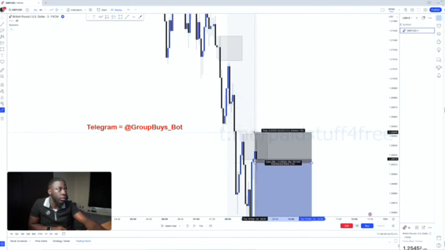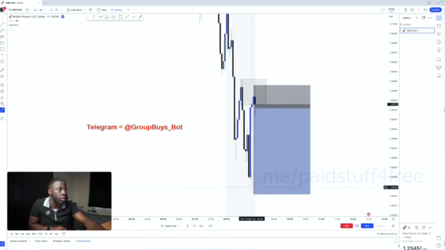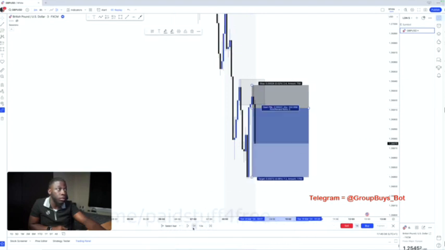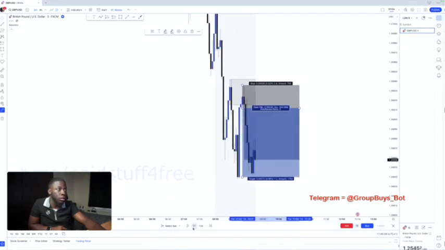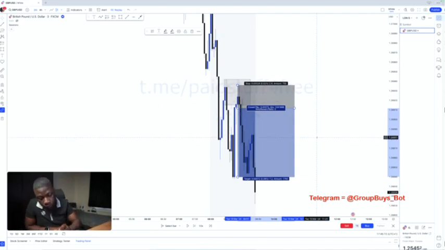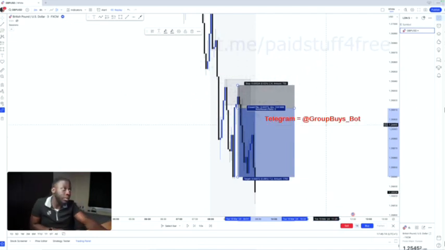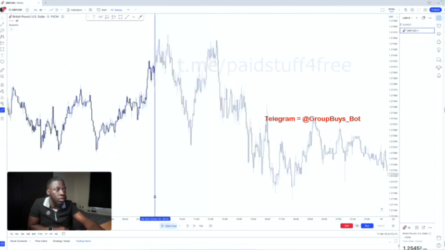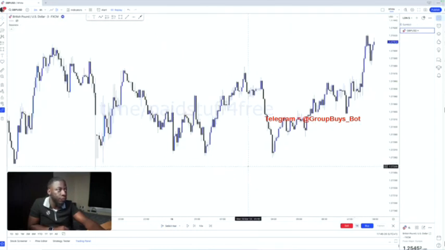Entry would have been here. Stop loss right above. TP right here. Well, this is 1 to 3. Ooh, beautiful. 1 to 3. So that's a 3 percentile. Now we're up to 10.17%. Loving this. Whatever this day brings.